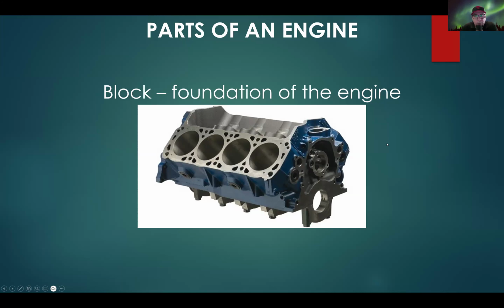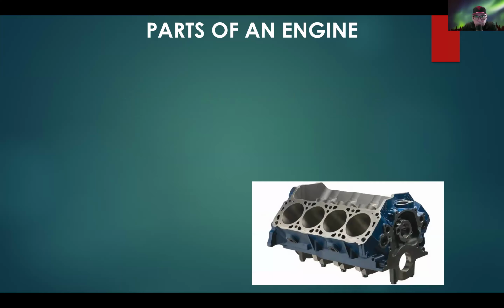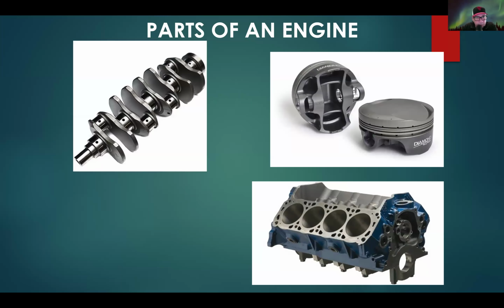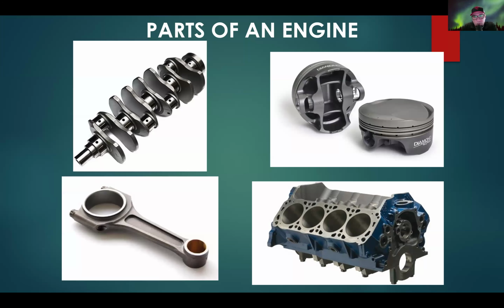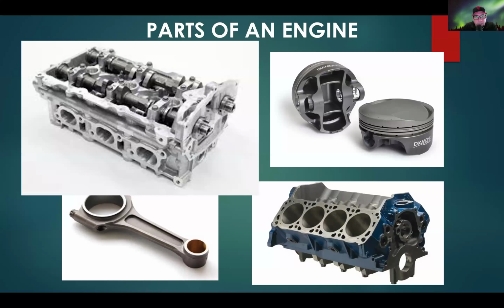And again, the block is the foundation of the engine. That's what holds everything together. It's the body of the engine, so to say. Okay, so we have an engine block, the crankshaft, the pistons, and the connecting rods. I've mentioned these 4 parts already, but that doesn't complete everything. Once we have these parts together, we have to attach what's called the cylinder heads. The cylinder heads go on top of the block, on top of the pistons, so to say.